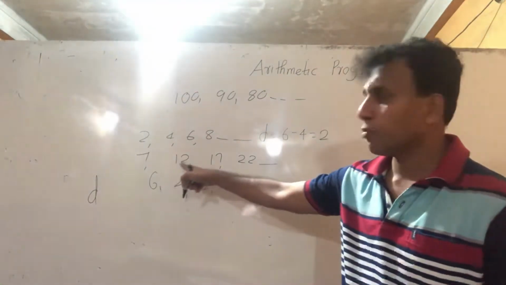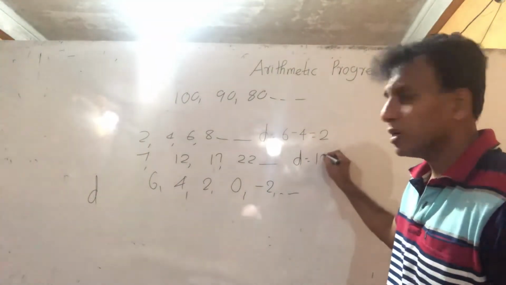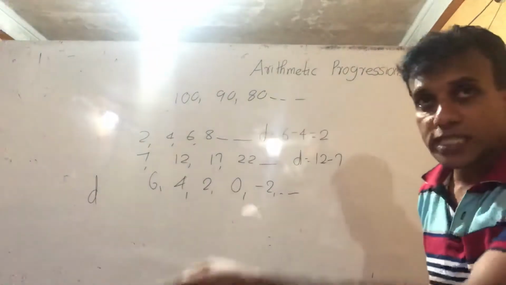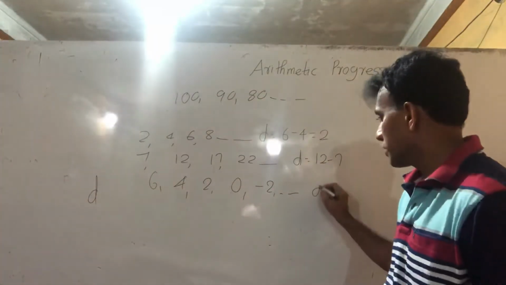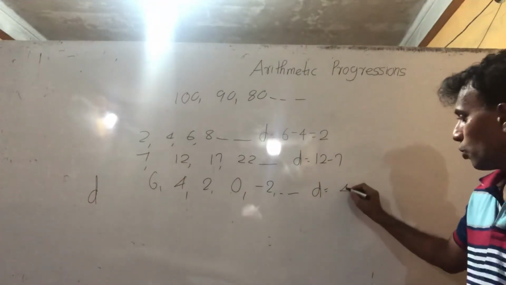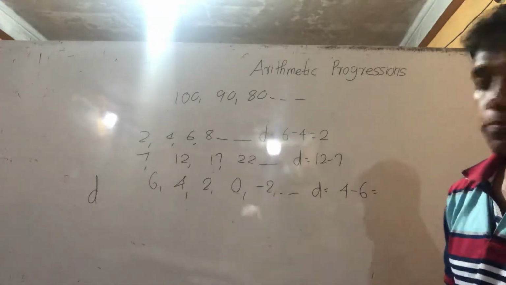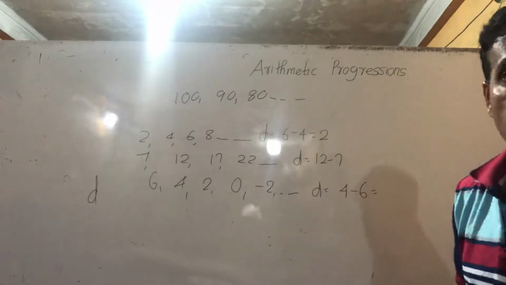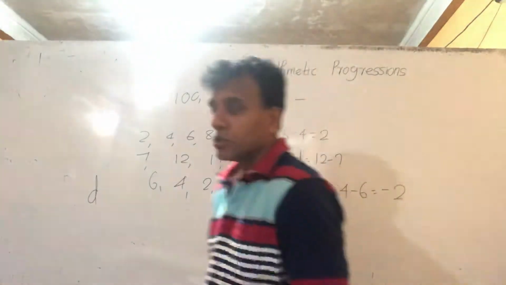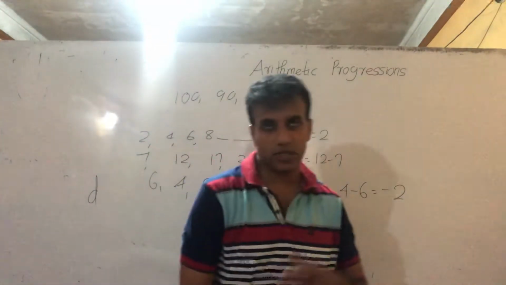Next one, 7: 5 more, 5 more, 5 more. D is 5. Or the method is 12 subtract 7. Take any term behind, subtract its previous. And how about this one? 4 subtract 6. If you say 2, that's wrong. Behind, subtract: 4 minus 6, what? Minus 2. Common difference is minus 2. That's the first learning: how to find the common difference, right?